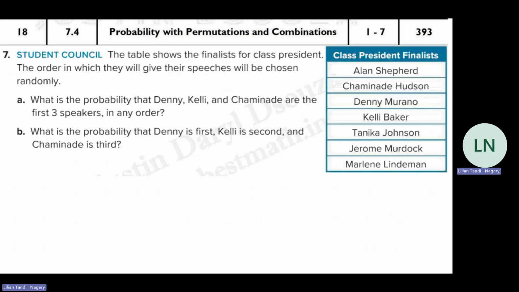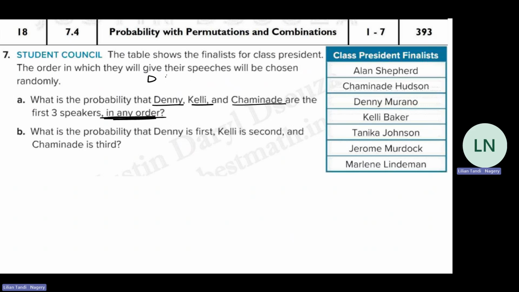In a student council, there is information we've been given. Okay, what do we know? The table shows the finalists for class president. The order in which they will give their speeches will be chosen randomly. What is the probability that Denny, Kelly, and Chaminade are the first 3 speakers in any order? So that means order does not matter, but the speakers must be Denny, Kelly, and Chaminade.